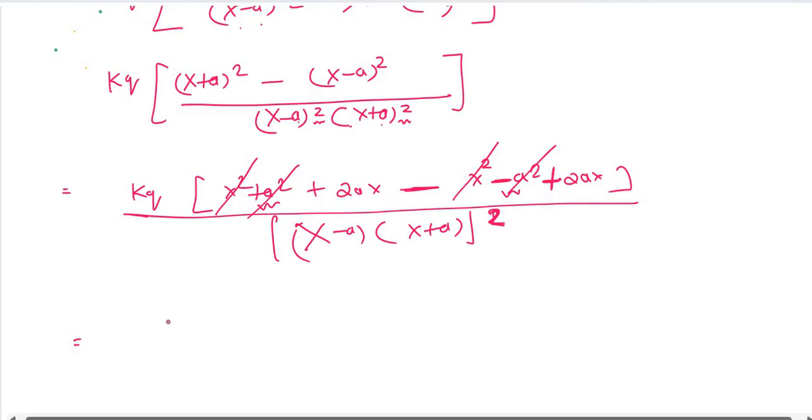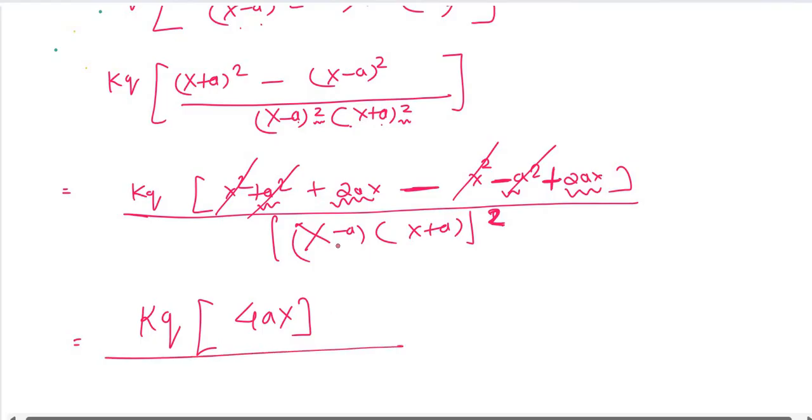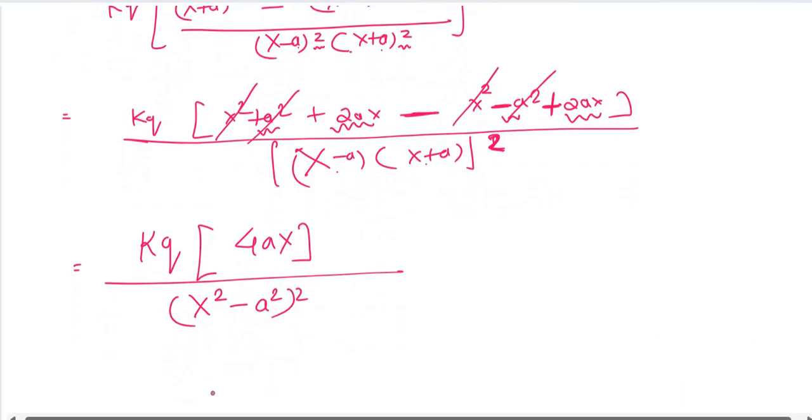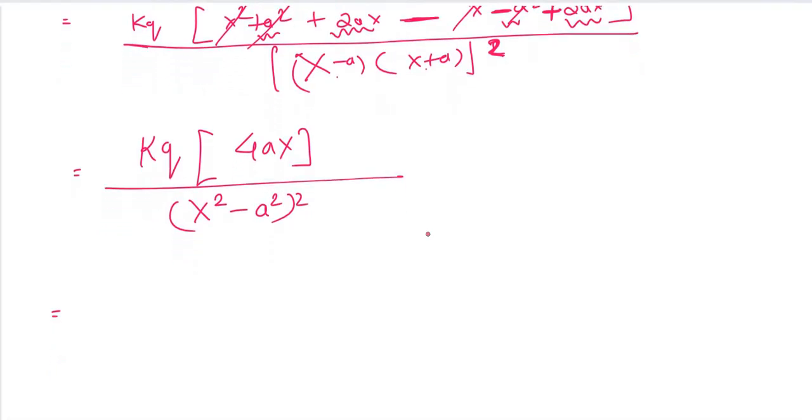Perfect. Okay, now it will be kQ. What is this? 2ax plus 2ax. It will become 4ax by, what is (x plus a) and (x minus a)? We know from mathematics, what is (x plus a) and (x minus a)? It will be (x square minus a square) whole square. Perfect.